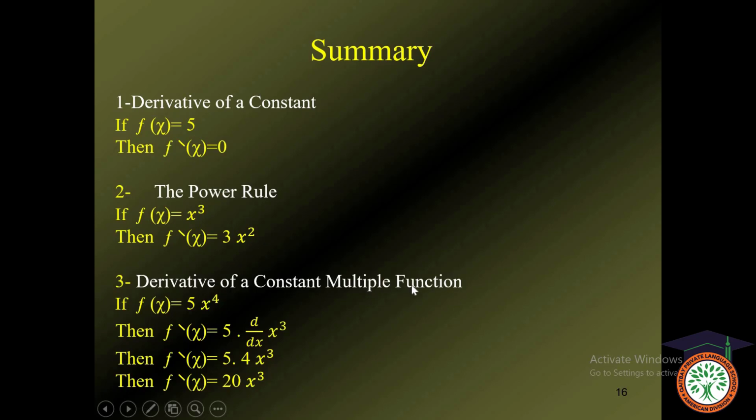Derivative of a constant multiple function. Isolate the constant, and then calculate the derivative of x power 4. Okay? Sorry, there is a mistake here. It is supposed to be x power 4. Now, let's multiply the 5 and the derivative of x power 4, which is 4x power 3. It's going to be 20x power 3.